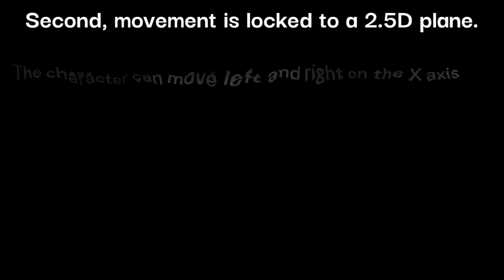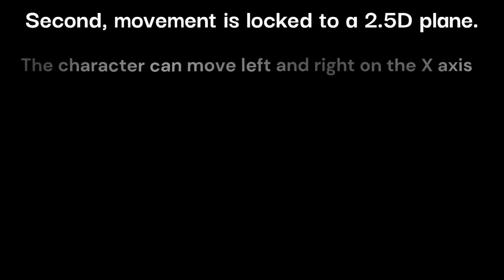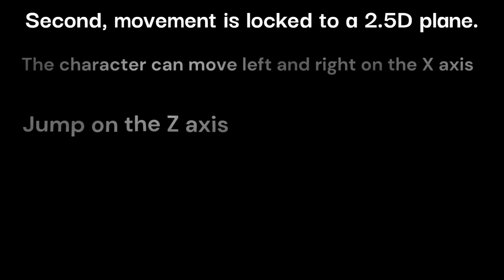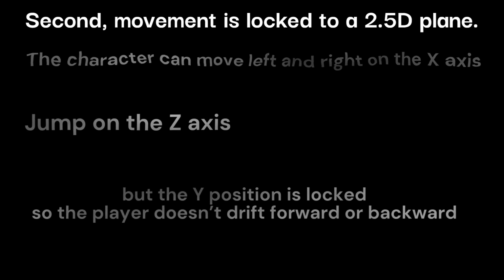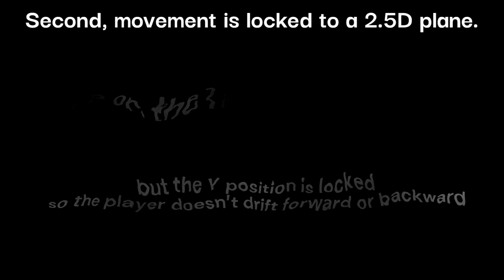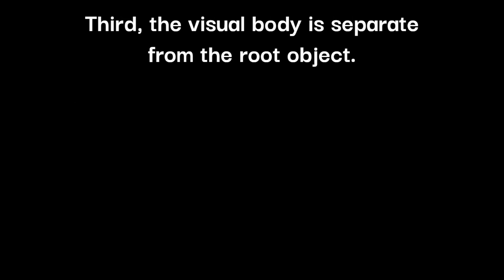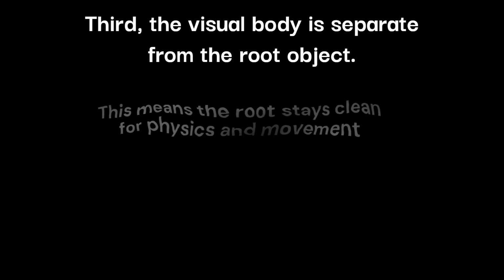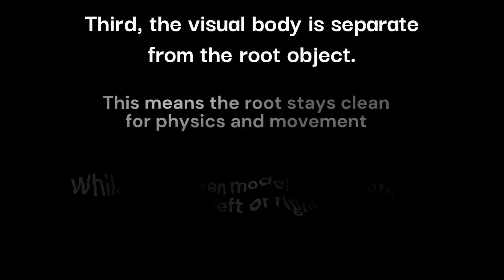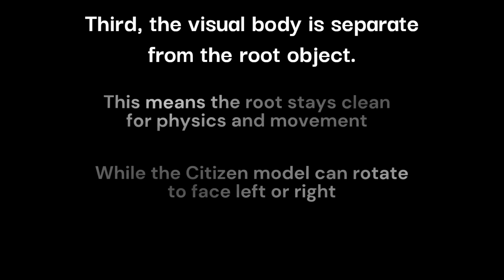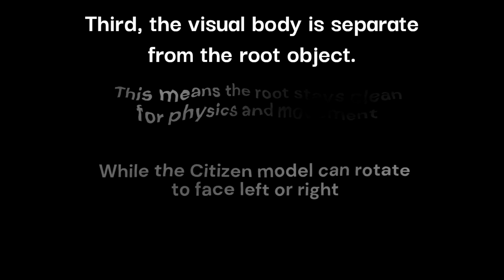Second, movement is locked to a 2.5D plane. The character can move left and right on the x-axis, jump on the z-axis, but the y position is locked so the player doesn't drift forward or backward. Third, the visual body is separate from the root object. This means the root stays clean for physics and movement, while the citizen model can rotate to face left or right.